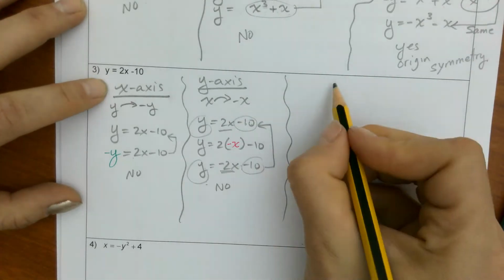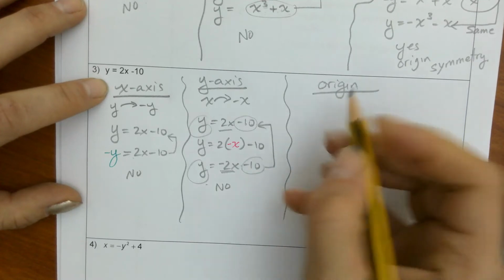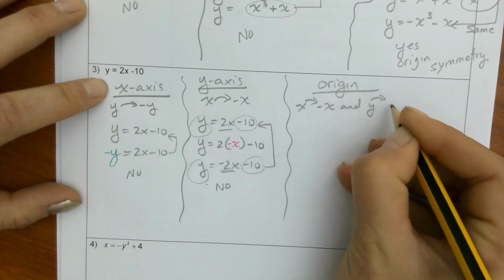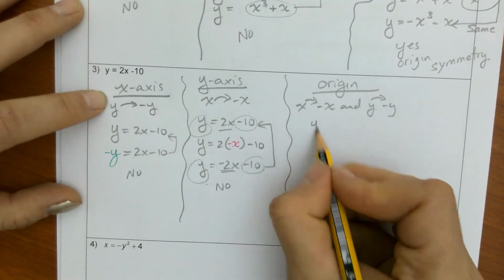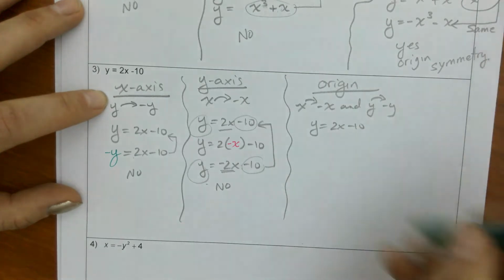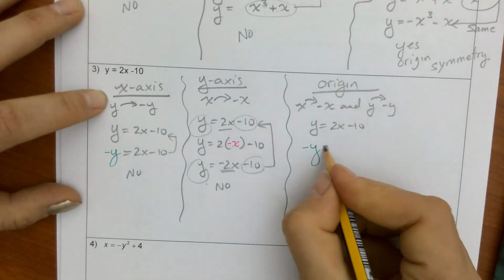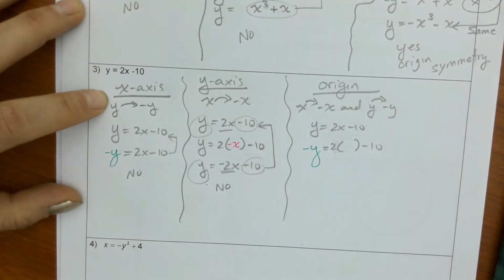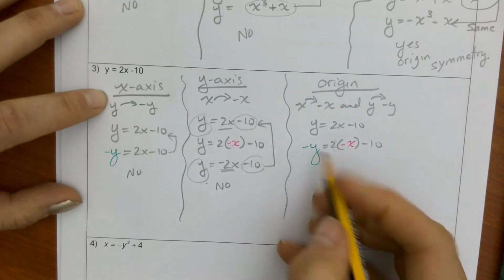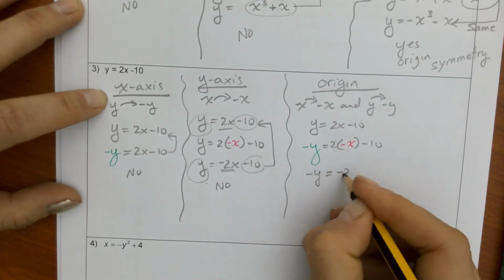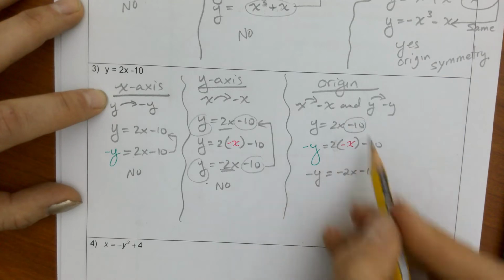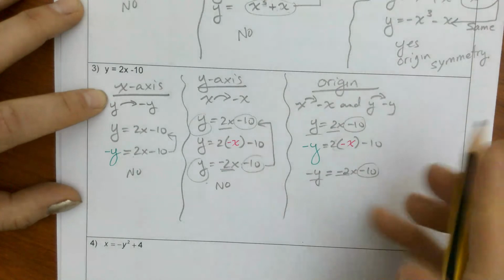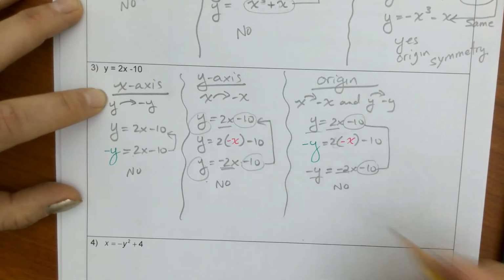Okay. Origin. I have to do both. Replace x with negative x and y with negative y. So my y becomes negative y. Oops, I need my 2 in front. 2. Okay, so now I have negative y equals minus 2x minus 10. So this is the same, but these are now different. So I cannot make this into this. No.